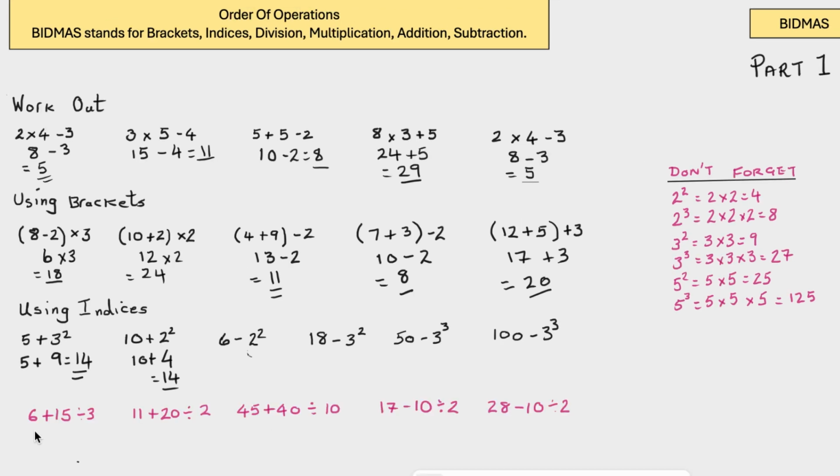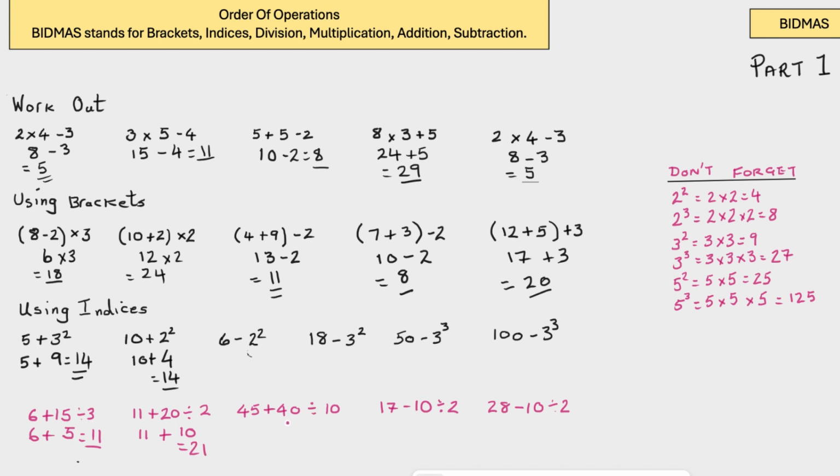I'm going to show you how to use the division. So we have no brackets, we have no indices, we have a division. So 15 divided by 3 is what? Well, we know that's 5. 3 goes in 5 times. We've got this hanging, 6 plus 5, and the answer is 11. Same again, no brackets, no indices, but a division. 20 divided by 2 is 10, plus the 11 equals 21.